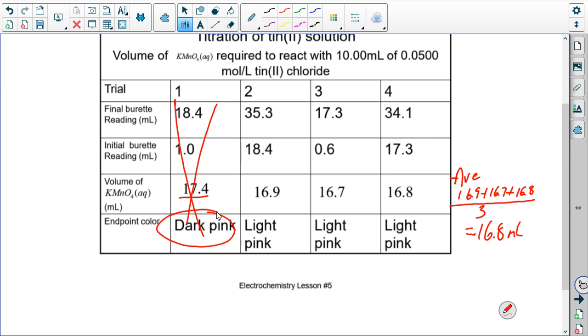ignoring the 17.4. You will do titrations until you get 3 trials within 0.1 milliliter of each other, or I basically tell you to stop doing trials. Okay?